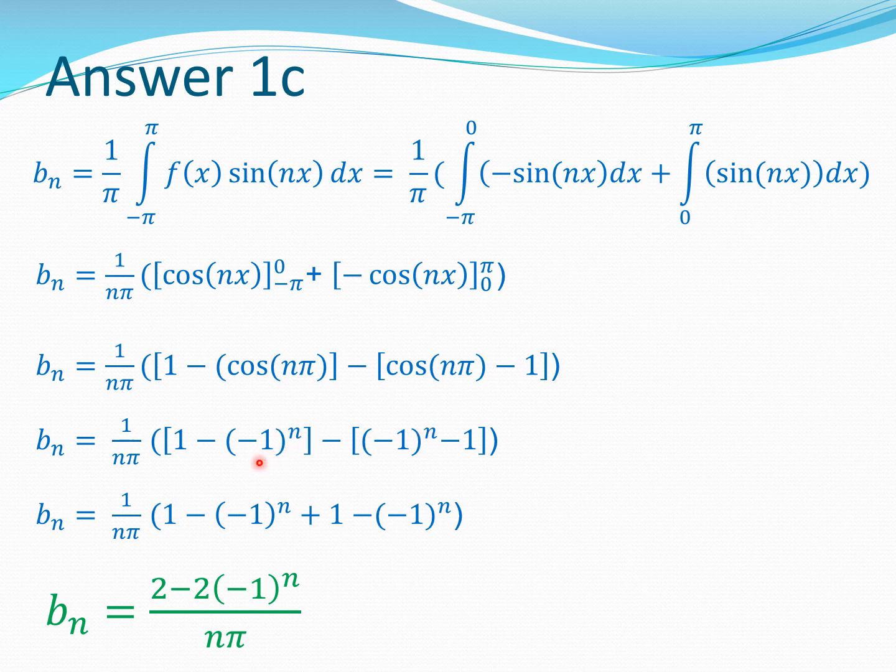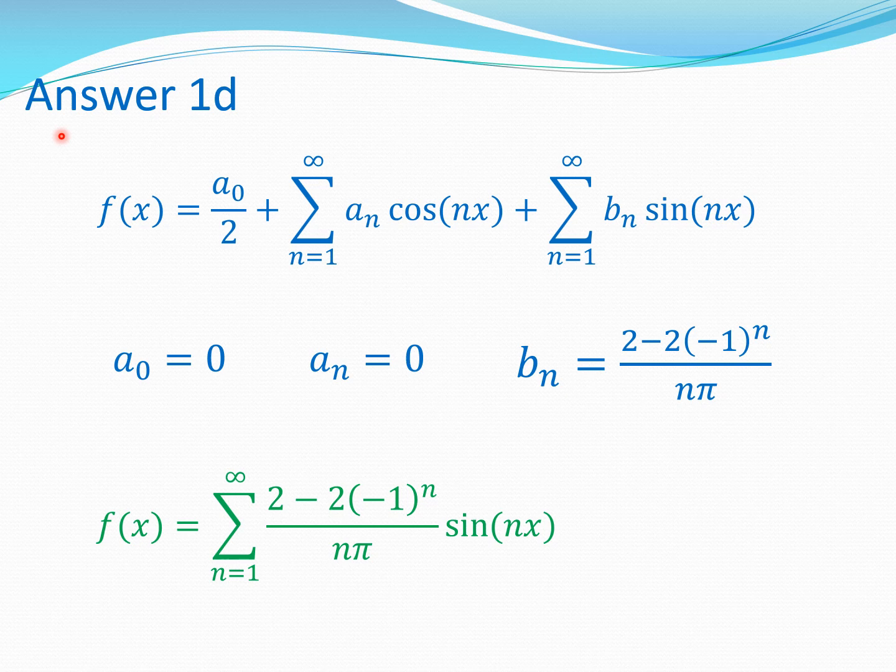If n is 2, this becomes negative 1 squared, which becomes 1, and so on. So I can write it in this form here, and then I can further simplify it because I can write this as 1 minus minus 1 to the power n. This becomes plus 1 here, and I have minus 1 to the power n. This 1 plus 1 gives us 2, and then these two values of minus 1 to the power n, there are two of them, so I get 2 minus 2 times minus 1 to the power n, over n pi. So that is the Fourier coefficient Bn.